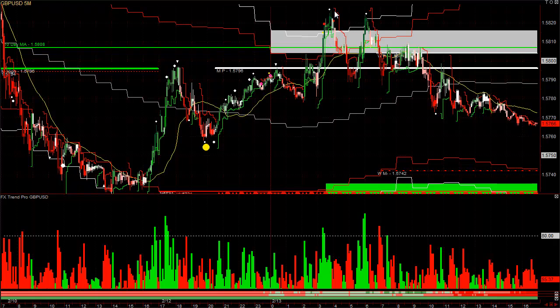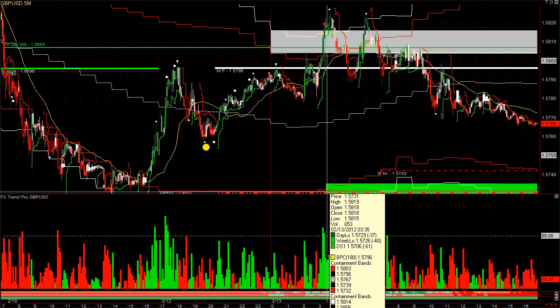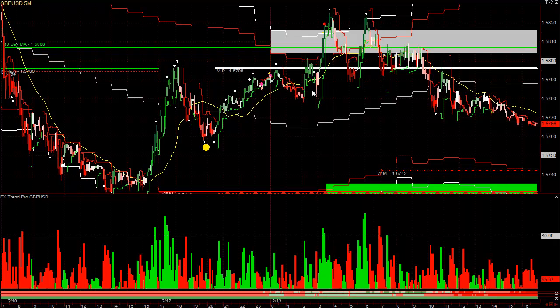So if you saw the price go up here, then the statistical strength all of a sudden fell off a cliff, about right here. You can see about 20 minutes later, price pulled back 20 pips. So pretty high probability area to trade.